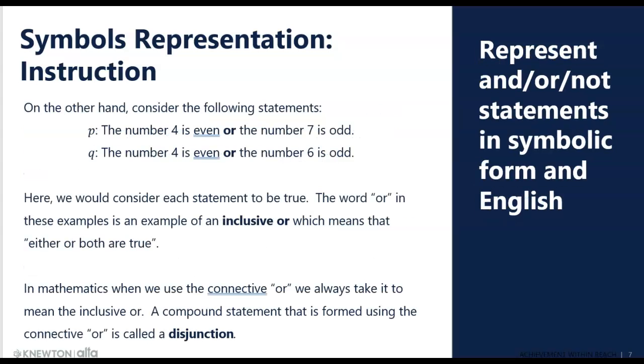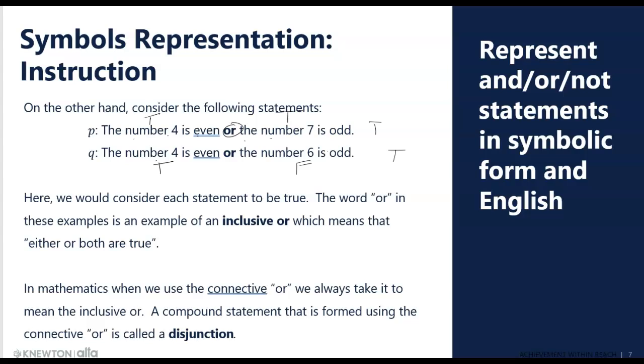In this course, we use an inclusive or. So I could say the number 4 is even or the number 7 is odd, and that would be true. This is a compound statement, because the number 4 is even is one part of it, the number 7 is odd is the other part. True or true, this is taken to be true. You don't say that's false because they were both true. The number 4 is even or the number 6 is odd. 4 is even, 6 is not odd. This is also true, even though only one of them is true.